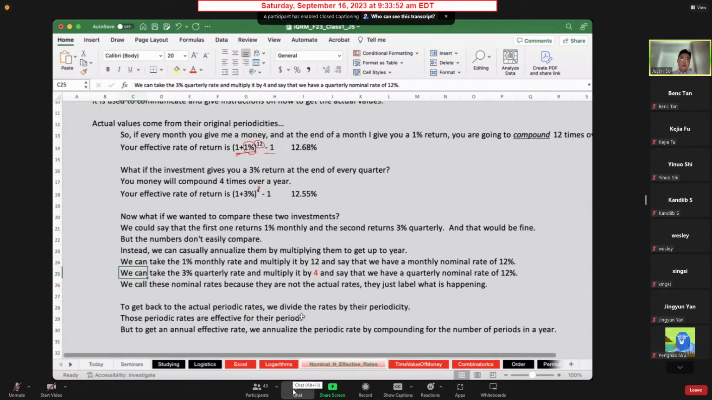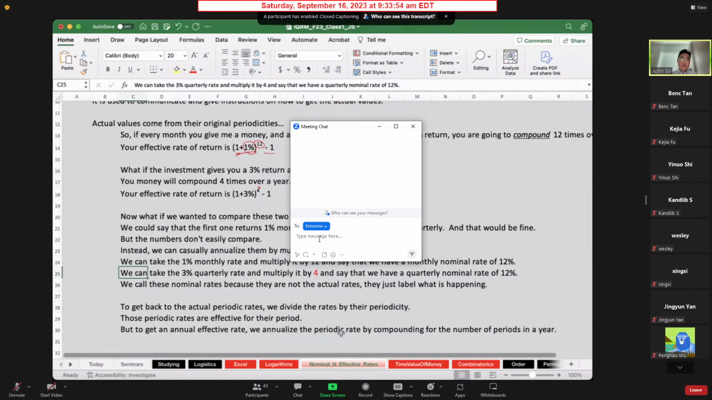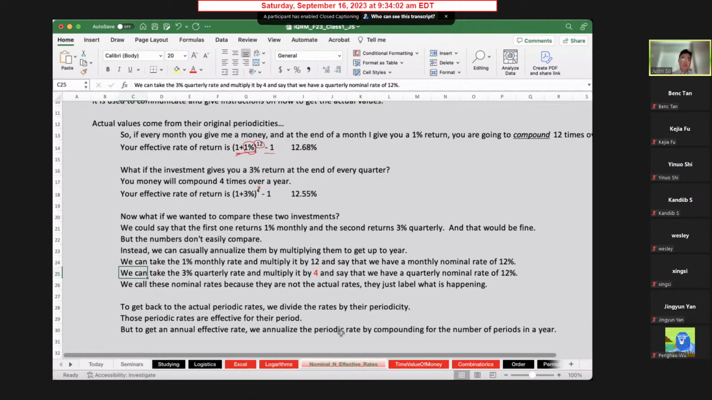And as I said earlier, nominal rate can be calculated from periodic rate by just multiplying the frequency of that period in the year. So we multiply by 4 for the quarter, right? Because there are 4 quarters, and 12 for the month. But the other way is the same. How do you calculate the period rate? You just divide it by the number of the periods.